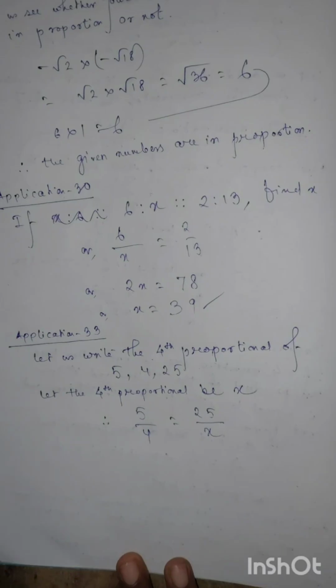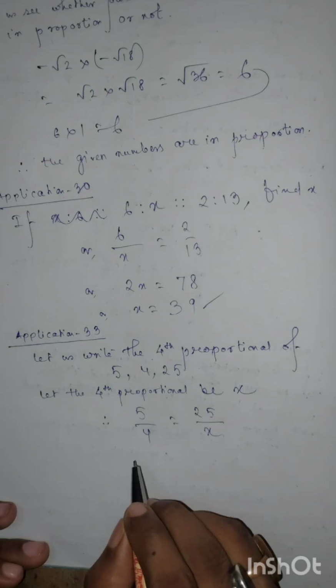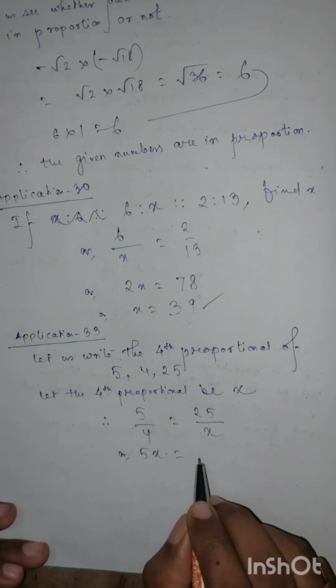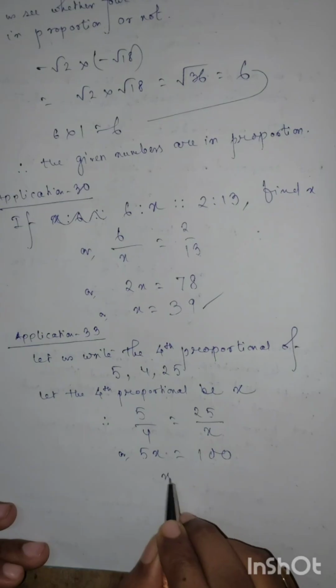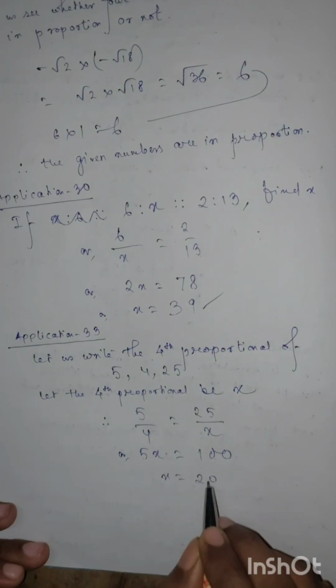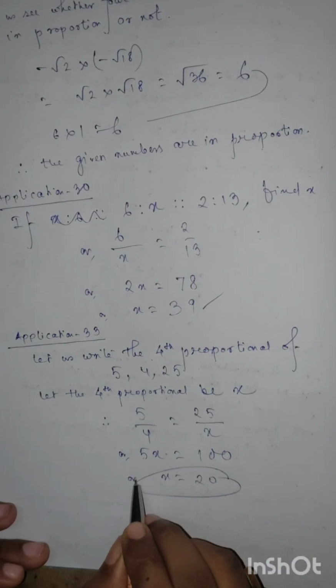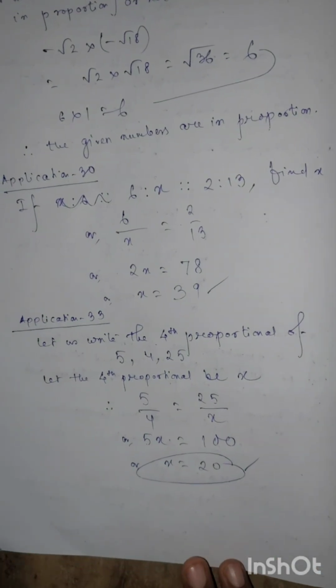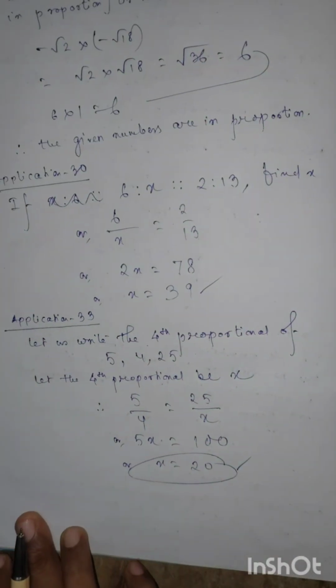Okay, if these four numbers are in proportion, now we can write, so this is what we are getting. So the fourth proportional is 20.